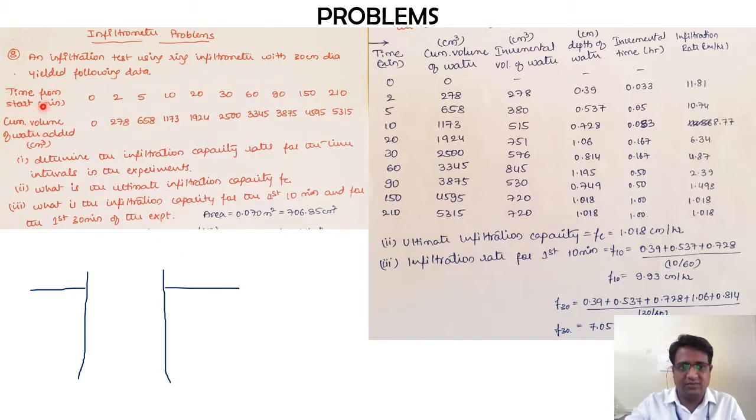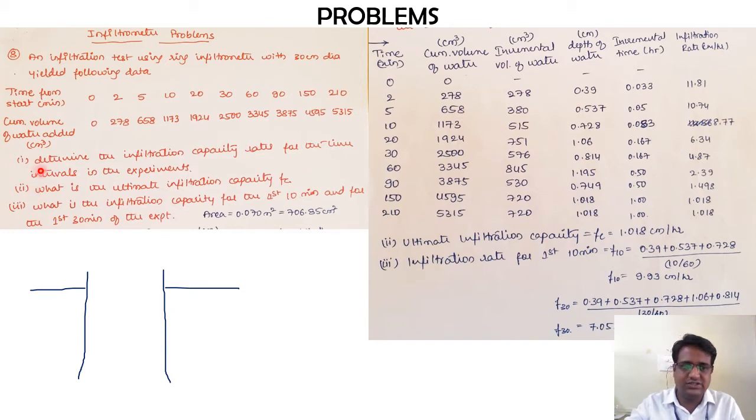So time from the start, that is 0 minutes, 2 minutes, 5, 10, 20, 30. So cumulative time intervals they have given, and the entire duration was 210 minutes. And here the cumulative volume of water added is, for the first 2 minutes 278, for the first 5 minutes, that is 0 to 5 minutes, 658, for the first 10 minutes 1173, and so on. So the cumulative volume of water added has been given. With this they are asking three things of us.